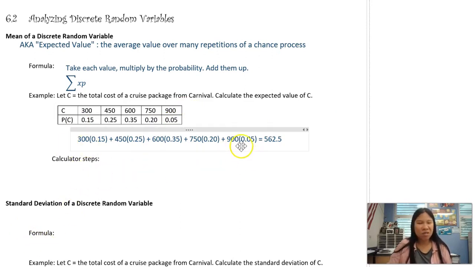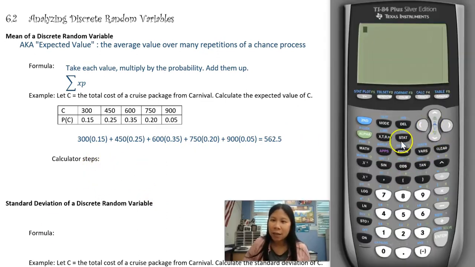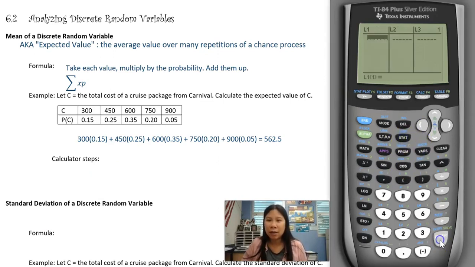Obviously this is not too bad to do by hand, but of course we are lazy statistics people, so we will also be able to do this in the calculator. With the mean, I don't know if either way is faster or slower, but at least you have those steps for the calculator if you want. Here's my handy dandy calculator. The first thing we're going to do is go into our list, so that's stat, edit. In L1 we're going to put all our values, the 300, the 450, and so on. In L2 is where we're going to put all our probabilities, so make sure you type them in order.